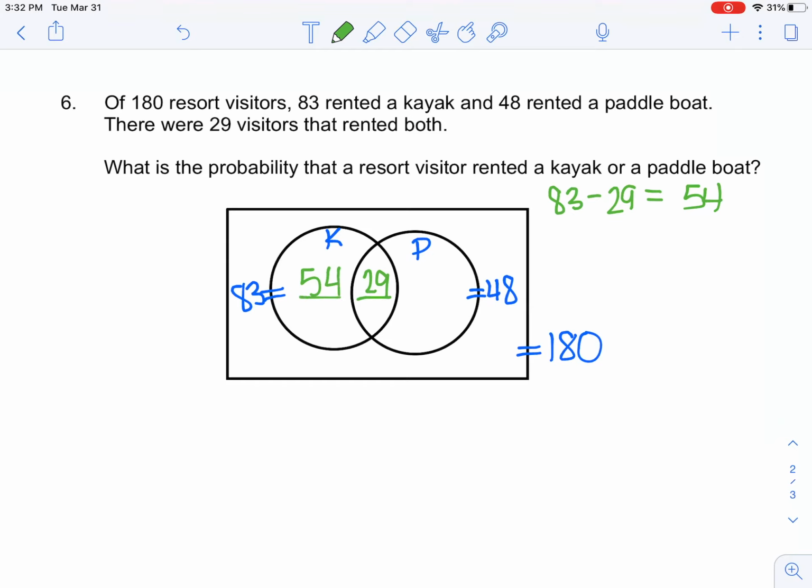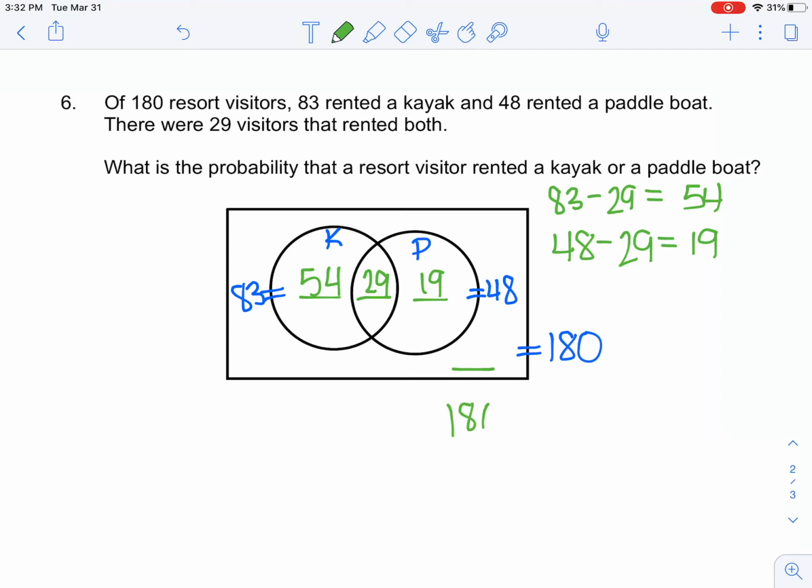So we have 54 visitors who rented only a kayak. Then we can take 48 minus 29, which equals 19. So we have 19 visitors who rented only a paddle boat. Then lastly, let's figure out how many visitors we have that did not rent either of those two things. They did not rent a kayak or a paddle boat.